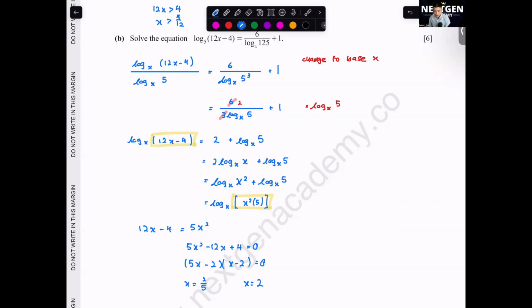Okay, are there other ways to do this? Definitely, there are probably multiple ways that you can do it. You can even change both to log base 5. From the start already, you change it to log base 5. So the in-between steps might be a bit different, but your final answer should be the same: 2 over 5 or 2. If you want to write it as a decimal, also can. You want to write it as 0.4, no problem.